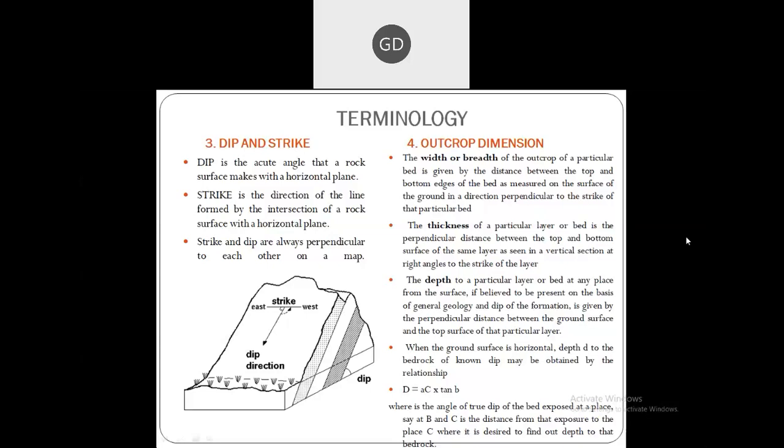So this is the formula. You can see that d is equal to ac into 10b, where d is the angle of the true dip, and c is the distance from the exposure to the place. So you can remember this formula, the outcrop dimension, thickness, width and depth relation.